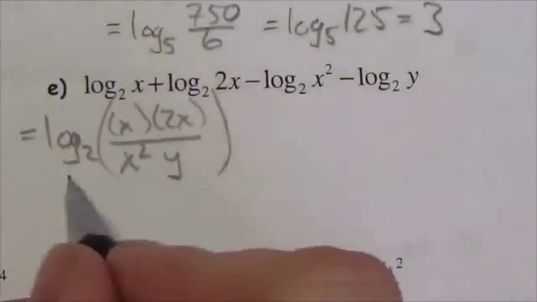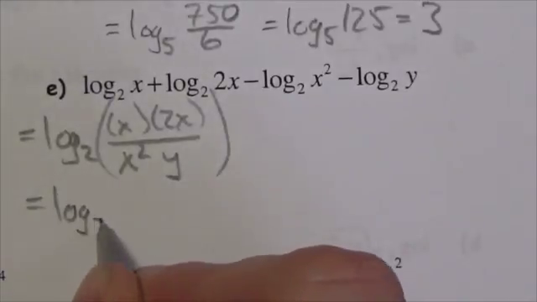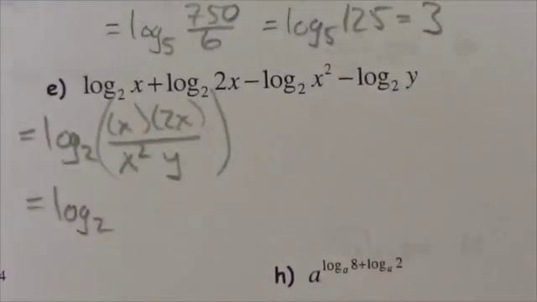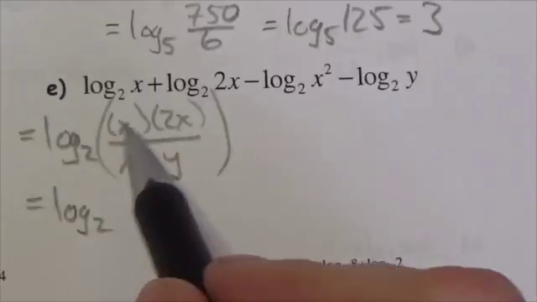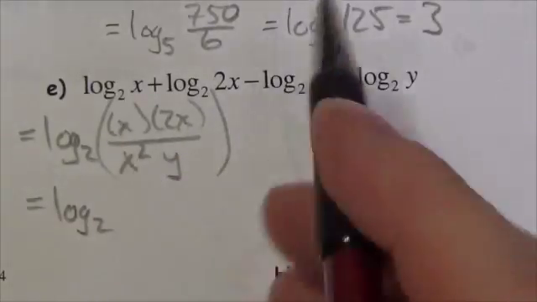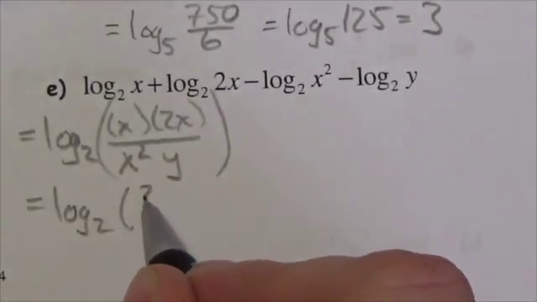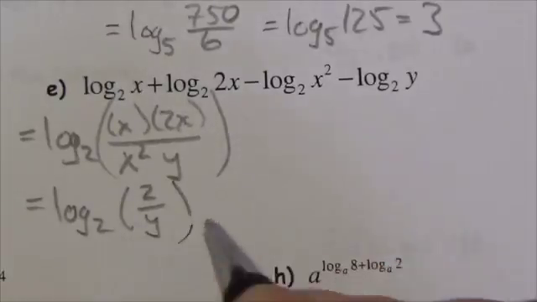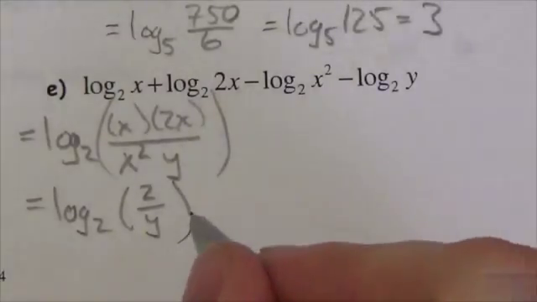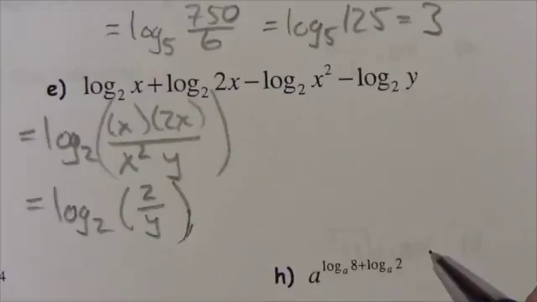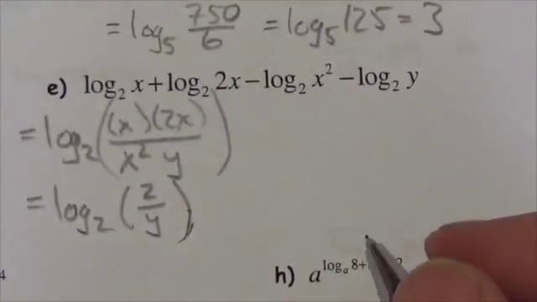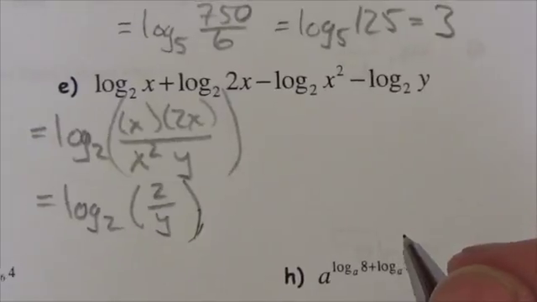That's where they go. Okay, and now this is going to equal the log base 2 of, and now I can simplify a little bit here. I've got x times x over x squared. So the x's all cancel, and I've got the log base 2 of 2 over y. That looks as simple as I'm going to get it at this point.